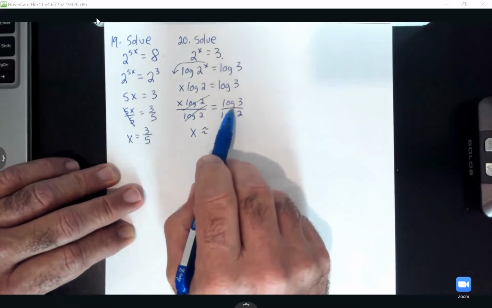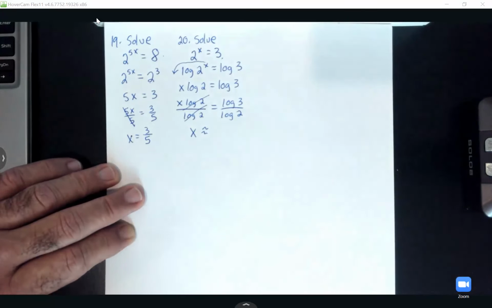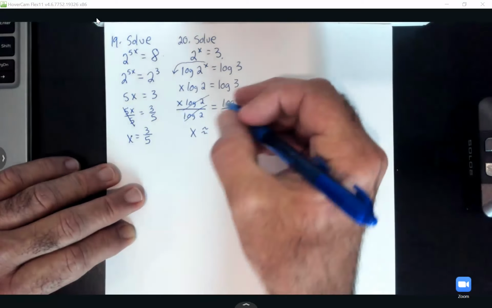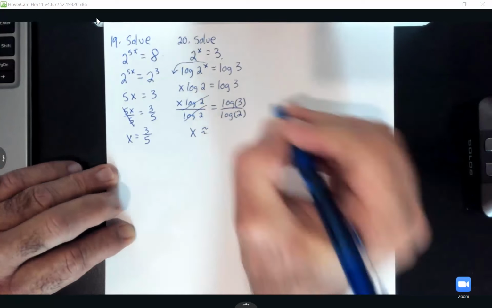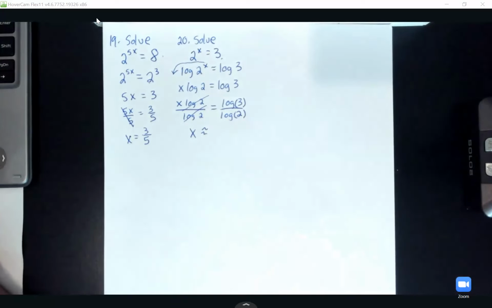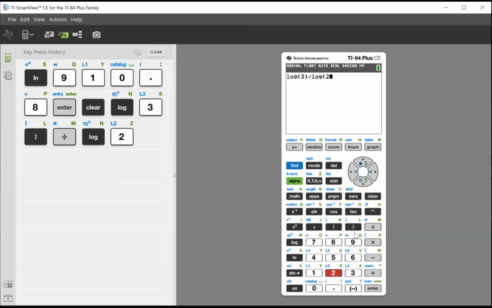Now, since we got logs, we got to approximate this answer. And guess what? They want us to approximate it 4 decimal places. Now, y'all, when I do this one on the calculator, you got to close those parentheses on these logs, okay? All right, so let me go to my calculator, and we're going to estimate it 4 decimal places. So on top, I had a log of 3. I'm going to divide that by the log of 2. All right, now I'll go 4 decimal places.